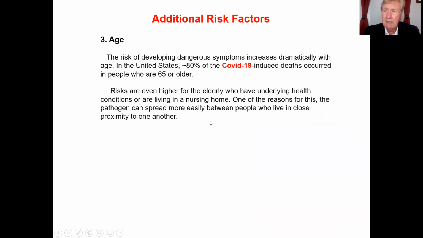The third major risk factor is age, and about 80% of the COVID-19 induced deaths in the United States occurred with people who are 65 or over. The risks are even higher for the elderly who have underlying health conditions or are living in a nursing home. One of the reasons for this is that the pathogen can spread easily between people who live in close proximity to one another, especially indoors.